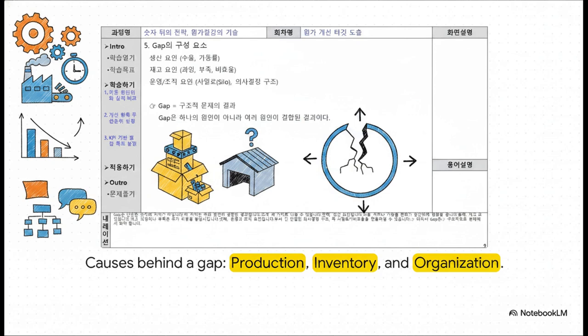But to actually close that gap, we can't just run out to the floor and yell, work harder. We have to dig into the structural causes behind it. The source material highlights a fantastic rule of 3 here. Production factors like machine downtime, inventory factors like holding excess stock, and organizational factors like departments just not communicating. A gap is rarely just one thing going wrong. It is almost always a combination of those 3 structural pillars.